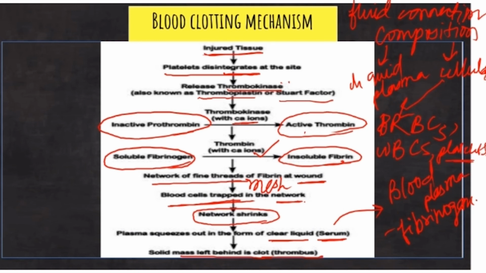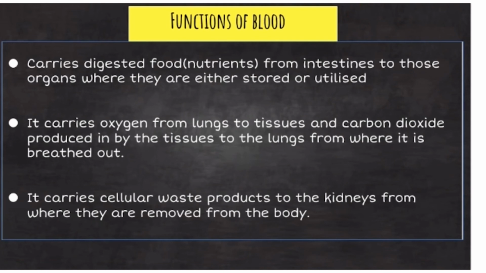Now we look at the functions of blood. Blood helps in carrying digested food, that is the nutrients, from the intestines to those organs where they are either stored or utilized. It also helps in carrying oxygen from the lungs to the tissues and carbon dioxide produced by the tissues to the lungs, from where the carbon dioxide is breathed out. It also helps in carrying cellular waste products to the kidneys, from where they are removed from the body.